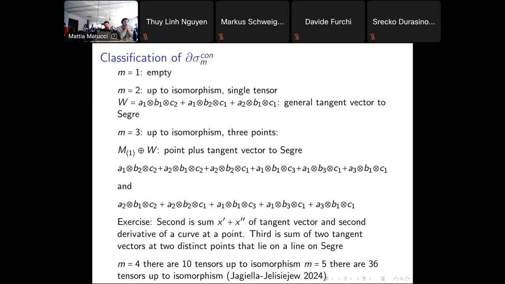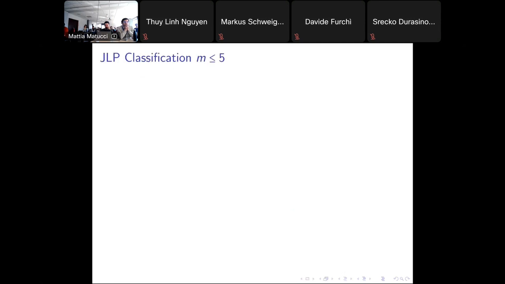And there was a sort of putative classification in the linear algebra literature, but it needed some fixing, and that fixing was accomplished last year. So our contribution was in this m equals 5 case. I'll tell you later in the talk what the important part of our contribution was.